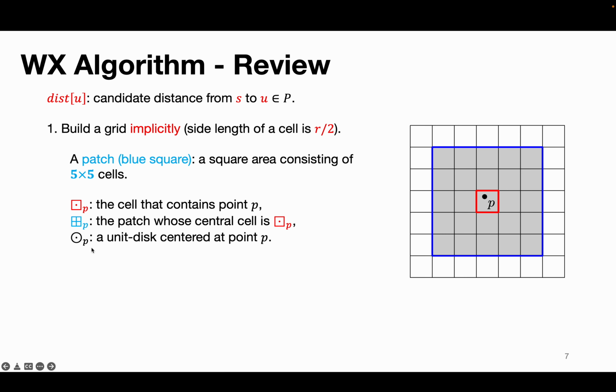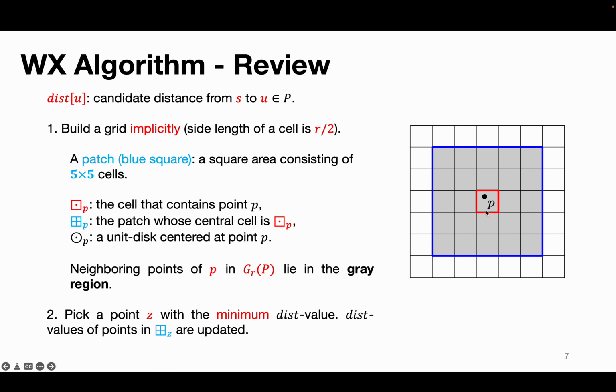We define the unit disk of P as a unit disk centered at the point P. All neighboring points of P in the unit disk graph with respect to parameter R will lie in the gray region bounded by this big blue square in this figure. The basic idea is to pick a point Z with the minimum dist value in each iteration, and the dist values of points in the patch of Z will be updated.